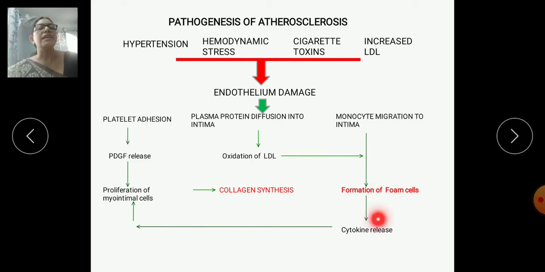This foam cell releases various cytokines, like interleukins are one of them. Now these cytokines also cause the increase in the tunica intima cells, and this again leads to collagen synthesis. And when collagen synthesis occurs, the collagen gets deposited into the blood vessel. This leads to the thickness and stiffness of the blood vessel.